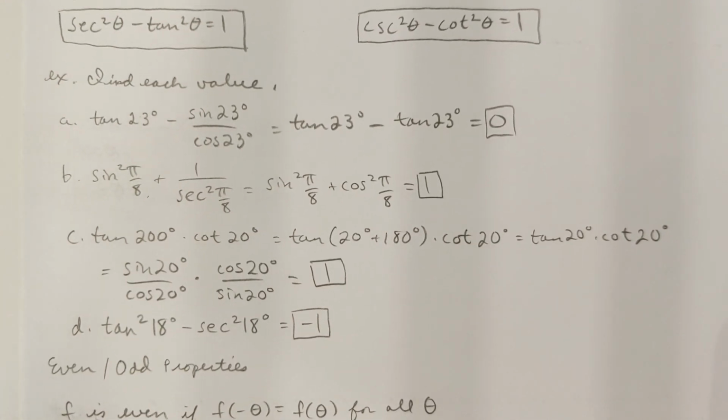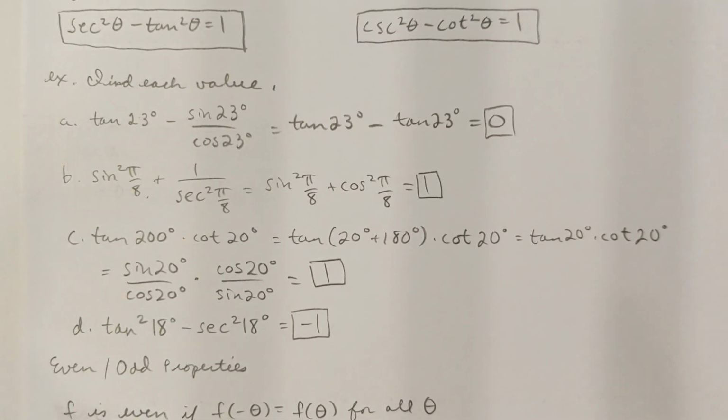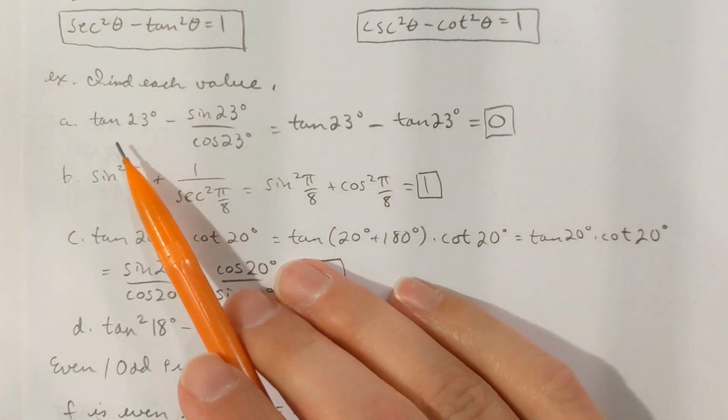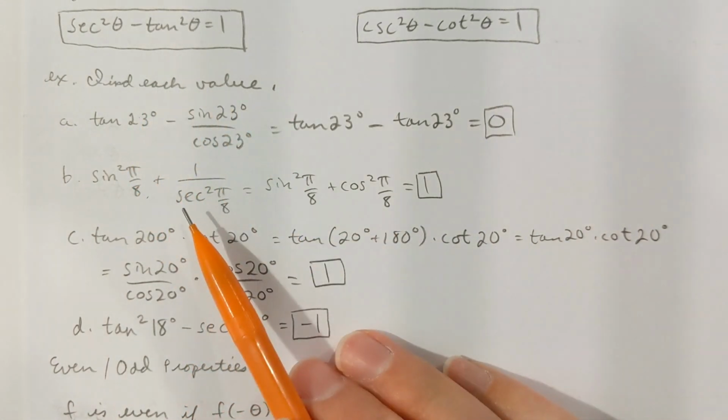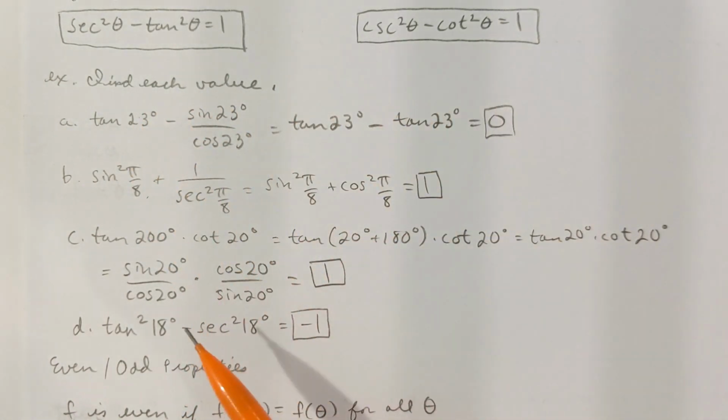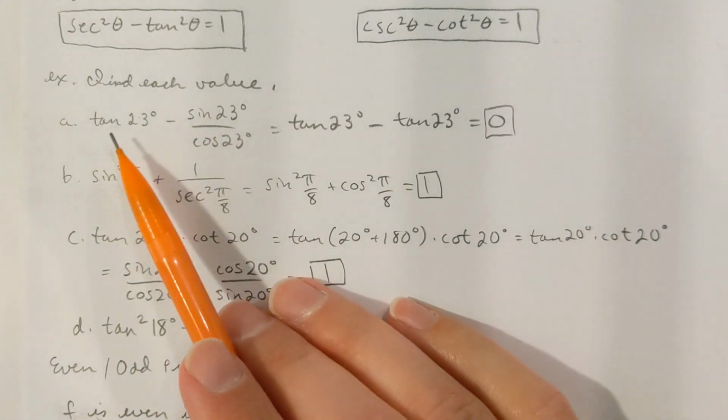So let's take a look at some examples. We're going to find some values here. Okay, and of course we mean exact values. We're not going to go to the calculator. We don't need a calculator for any of this stuff.